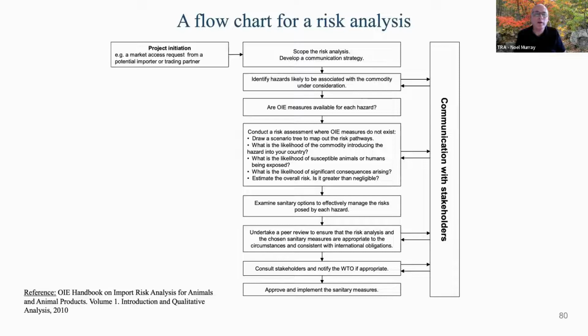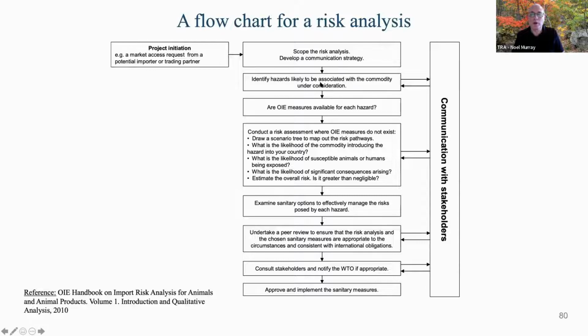So finally, this is just a flow chart of the risk analysis process within the OIE. And this is taken from the handbook that I made reference to earlier on import risk analysis for animals and animal products. So we can see here, the project is initiated. There may be a market access request from a potential importer or trading partner. We talked about scoping the analysis and developing a communication strategy. Important that everyone from the very beginning has a clear understanding of the purpose and scope of the analysis.